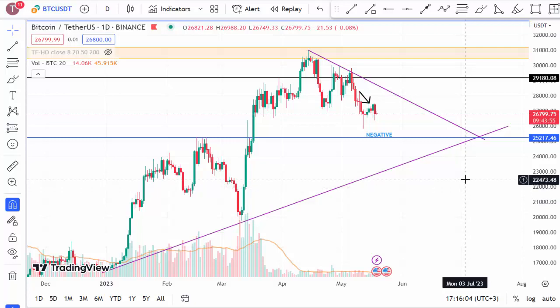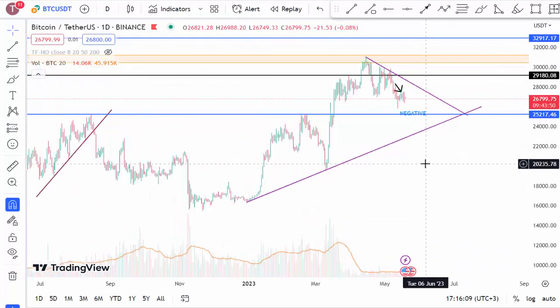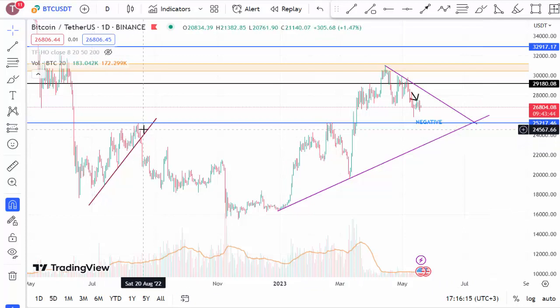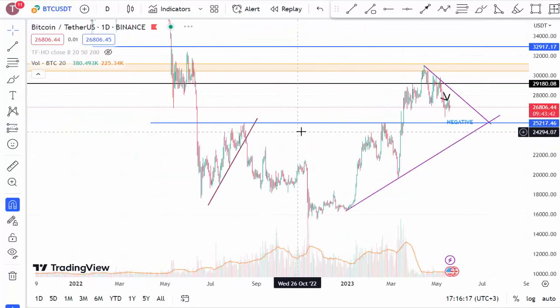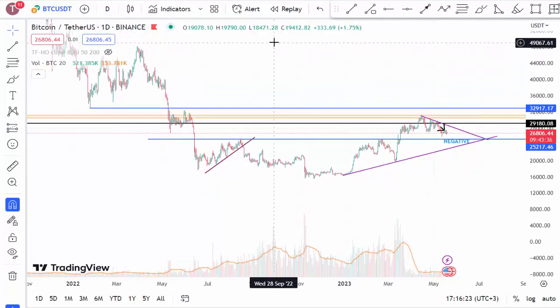Today, we will be conducting a technical analysis of Bitcoin. First of all, if we start examining our chart on the daily time frame, we can see that we have a support level at 25,217. In the past, this level has worked really well on significant points.